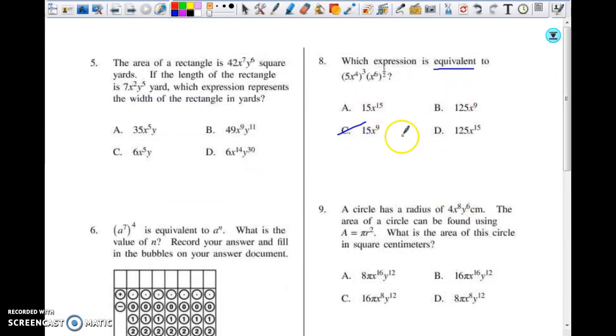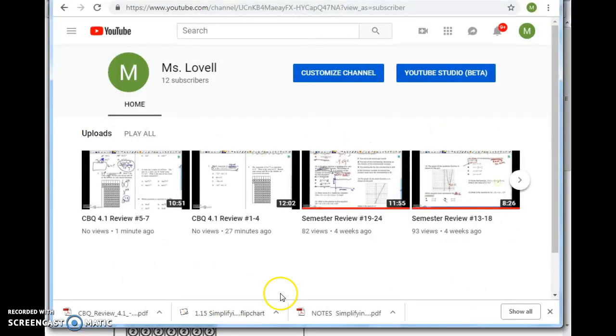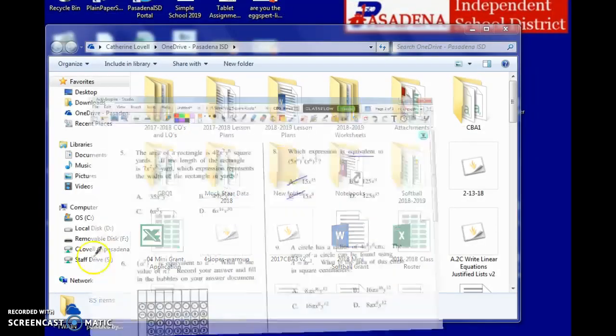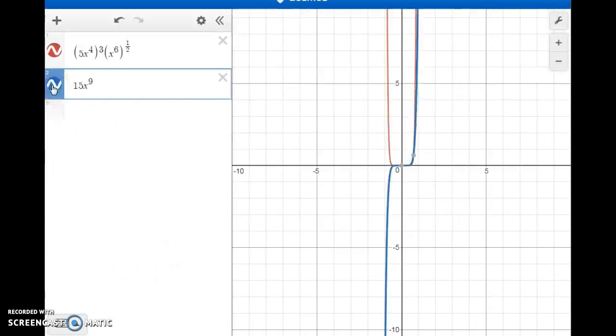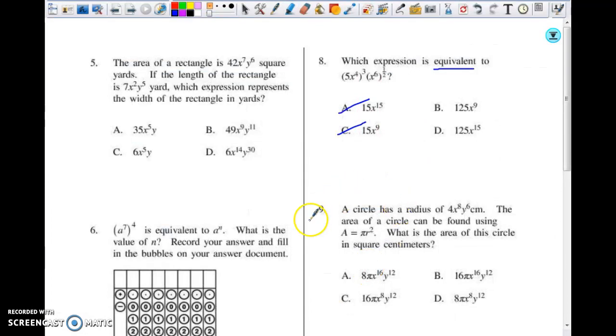So go on ahead and try. To save some time, I'll eliminate one more. I'll eliminate A. So go try B and D and see which one gives you the same line. Okay, so we know it wasn't C. It should match this red line. Skipping number 9 for right now.